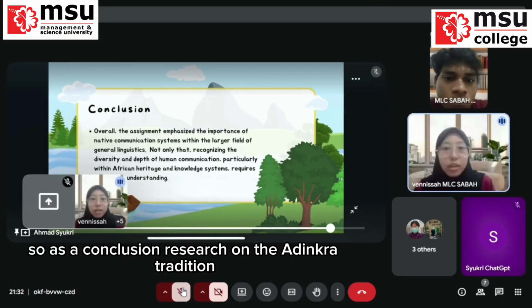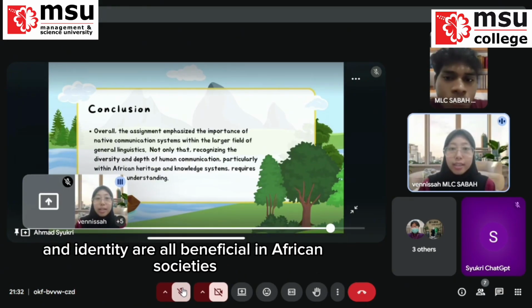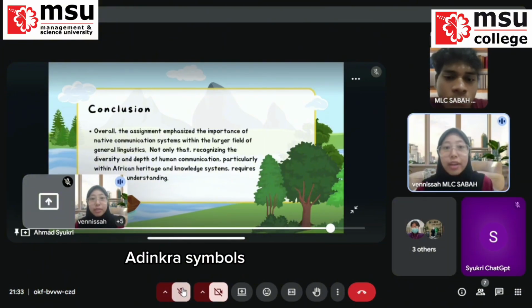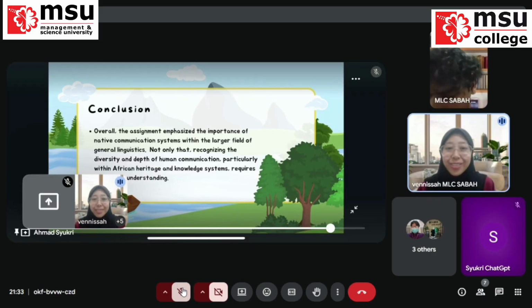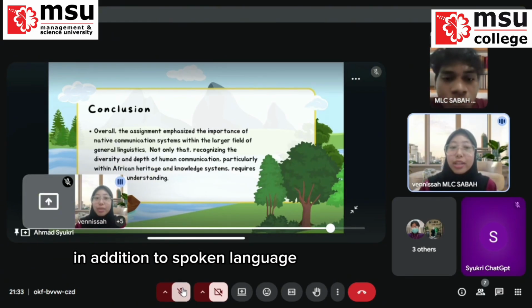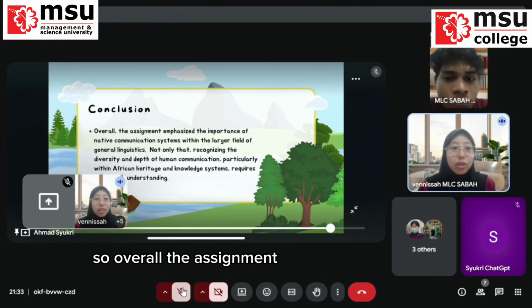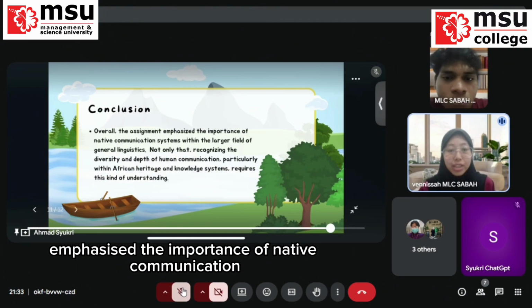So, in conclusion, the research on the Adinkra tradition emphasizes how language, culture, and identity are all beneficial in African societies. Adinkra symbols have been used as a potent visual system to convey philosophical concepts and moral lessons, bearing intricate cultural meaning in addition to spoken language. So in the last stage, there are three symbols, which are Nsoromma, Sankofa, and Aban. So overall, the short story emphasized the importance of native communication systems.